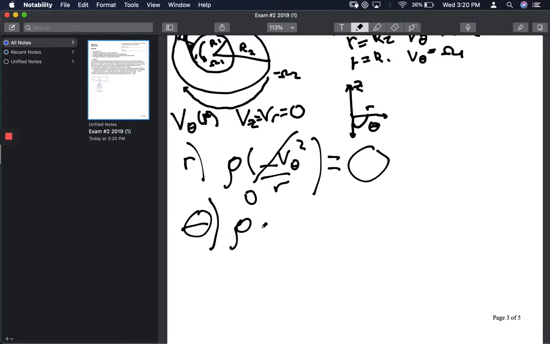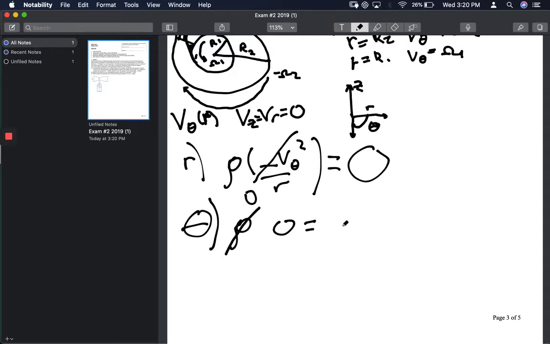The vr here will be the next term, which is vr times dv theta over dr. Although the dv theta over dr is a real term, vr is not, so that's a 0. That can cancel out as well. The next one has v theta changing with respect to theta, that is also 0. Next is v theta changing with respect to z, that is 0. And the next one has a vr term in it, so that's also 0. So actually we can just cancel out this density as well and just call it 0.